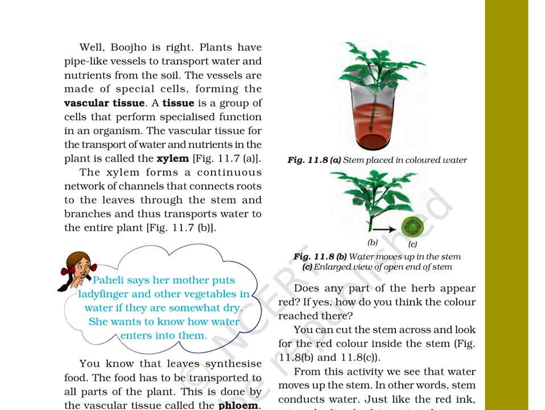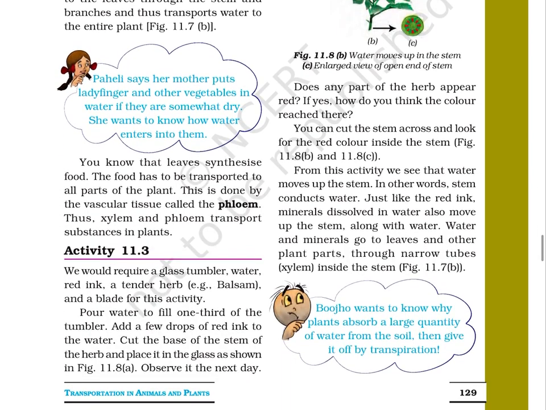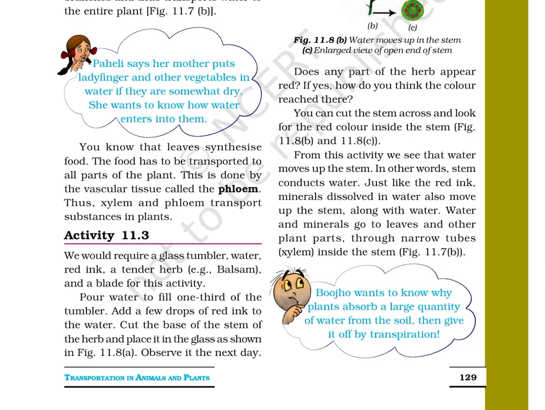You can observe this in figure 11.7b. There's a thought bubble given here. A picture of Paheli is next to it. Paheli says her mother puts ladyfinger and other vegetables in water if they are somewhat dry. She wants to know how water enters into them. You know that leaves synthesize food. The food has to be transported to all parts of the plant. This is done by the vascular tissue called phloem. Thus, xylem and phloem transport substances in plants.